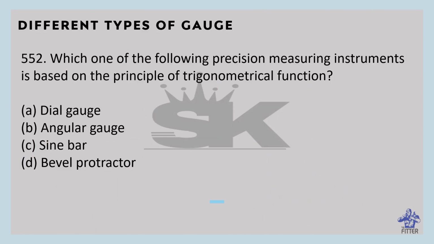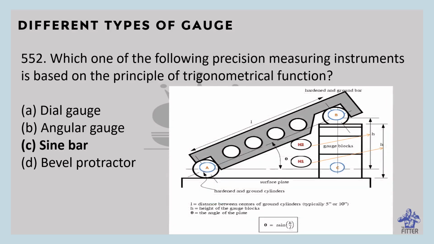Which one of the following precision measuring instruments is based on the principle of trigonometrical functions? We know that it is the sine bar. You can see here in the image. So we can calculate the angle by using the height of the gauge box from the datum. This is the height.